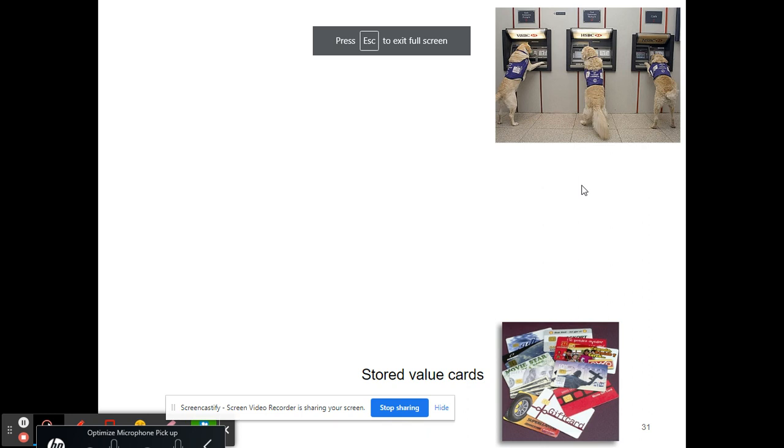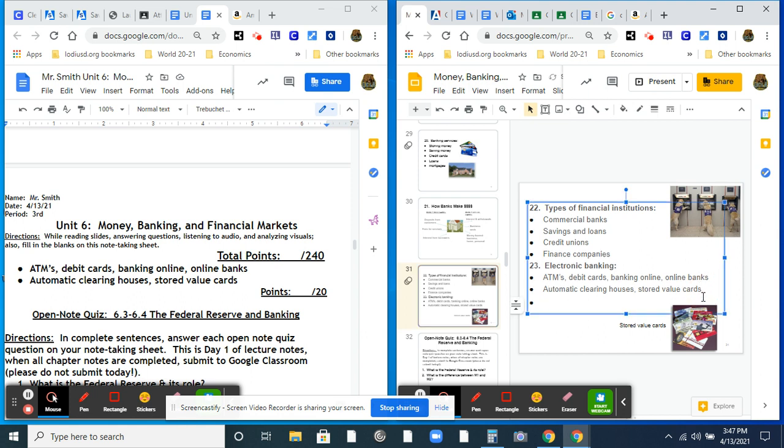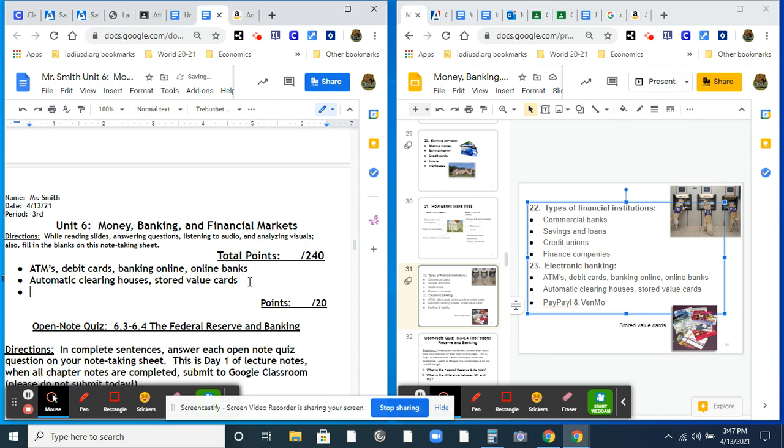And I would think you could add in, can you add in PayPal and Venmo here? I think so. So I'm doing it. And I'm teaching the class, so there you go. And I'm going to get rid of banking online and online banks because I think it's the exact same thing. So I think it's dumb to call it both things. So I'm not going to.